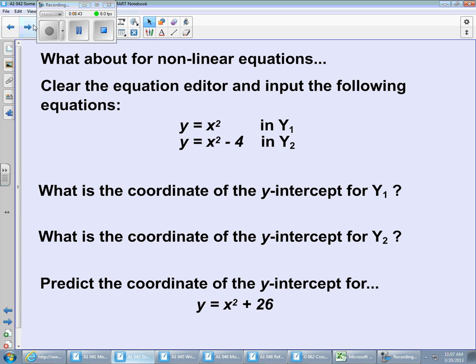Now we apply the exact same thing from the lines that we were just looking at to parabolas that we're now looking at. What's the coordinate of the y-intercept for y1? Where's the y-intercept for this first one? 0, 0. What is the coordinate for the y-intercept of y2? Where's this one cross at? 0, -4. What would be the coordinate of the y-intercept for this bad guy down here at the bottom? 0, +26. It's really that easy.